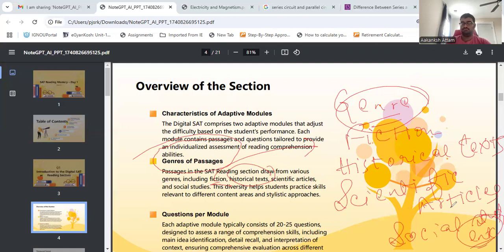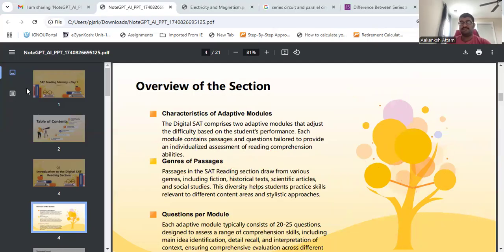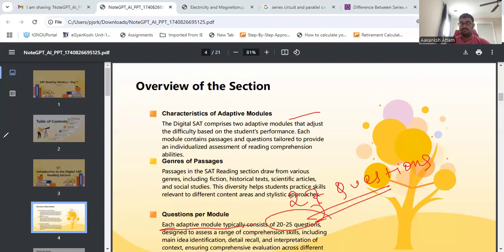Questions per module. Now, in each module, you will be getting 20 to 25 questions. Correct me if I'm wrong? Yeah, it's 27 questions each section. Exactly. Allow me a minute. So, in each module, you will be getting approximately 27 questions. And let's get to understand the different types of questions we will be getting over here.